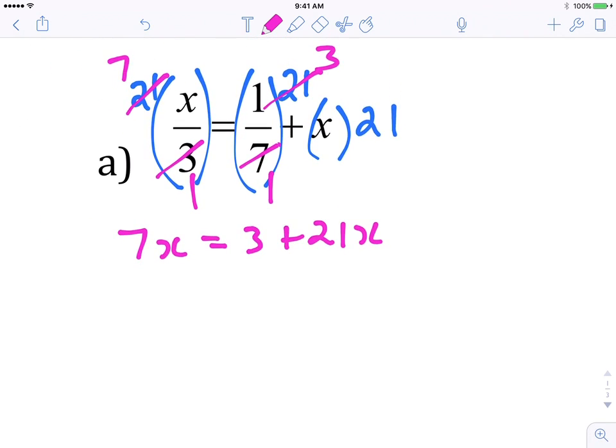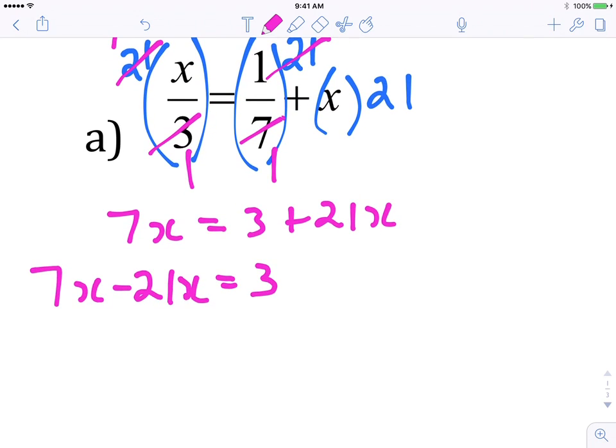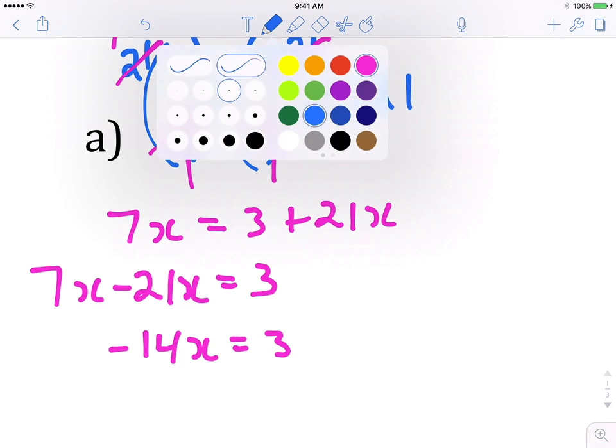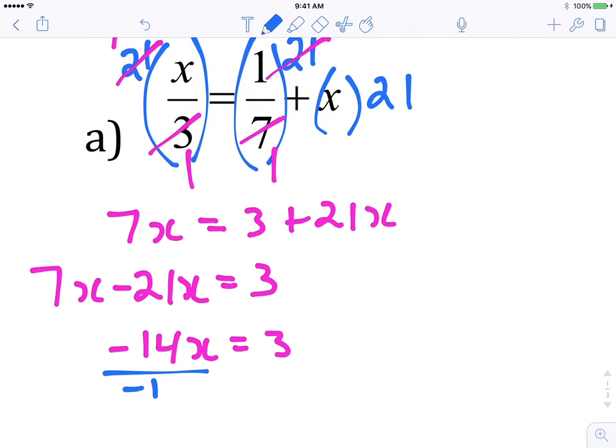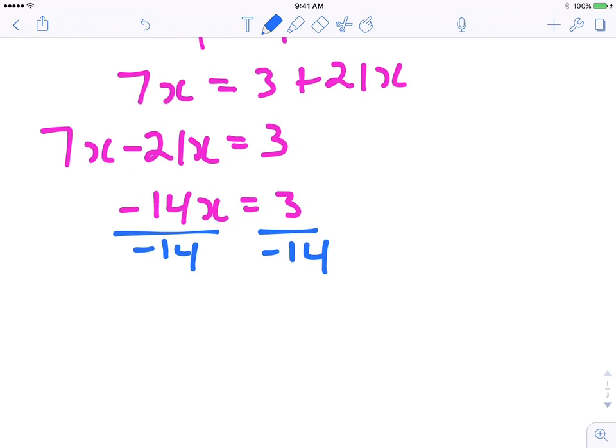Now we want to have our variables on the same side of the equation, so let's subtract 21x from both sides, and in essence bring it here. Equal 3, and now 7x minus 21x is negative 14x, equal 3, and we want to divide both sides by negative 14 so that we can isolate our variable x. In this case, x is going to equal negative 3 over 14.